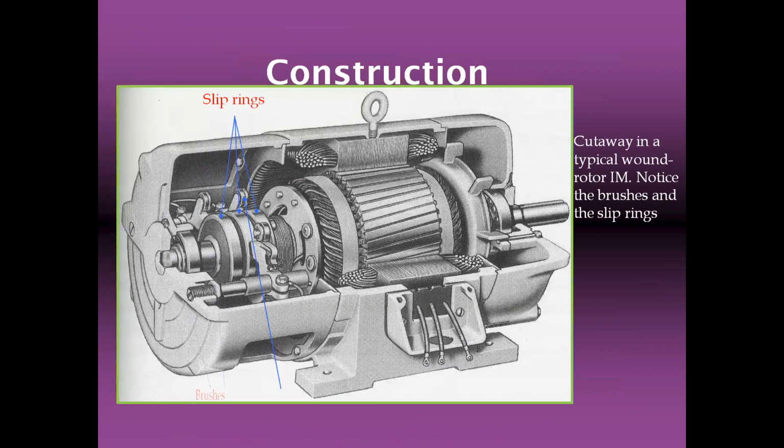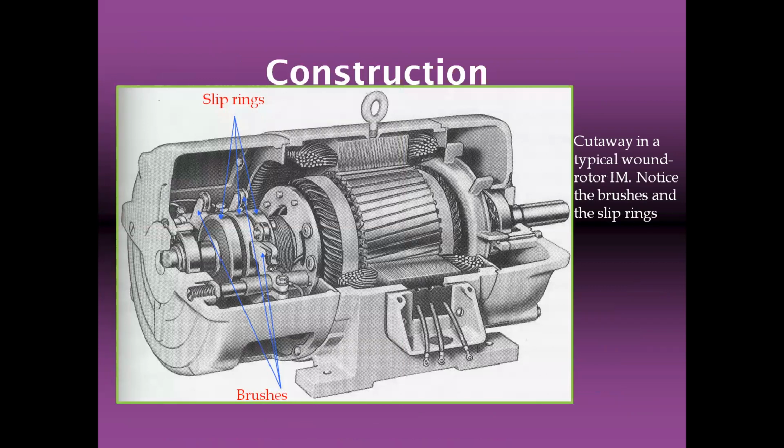This is your slip ring or wound rotor. Here in the wound rotor, there are two terminals: one is the stator, the other is the rotor. The rotor terminals go to your rotor resistance starter.